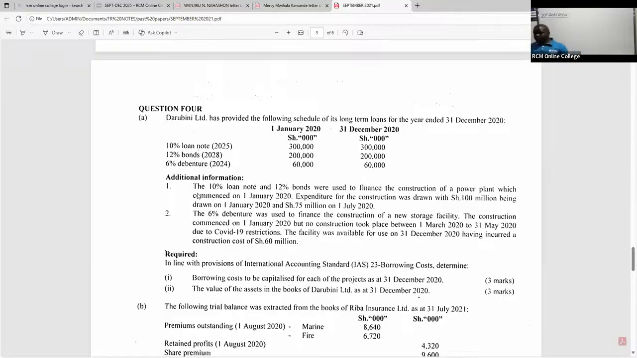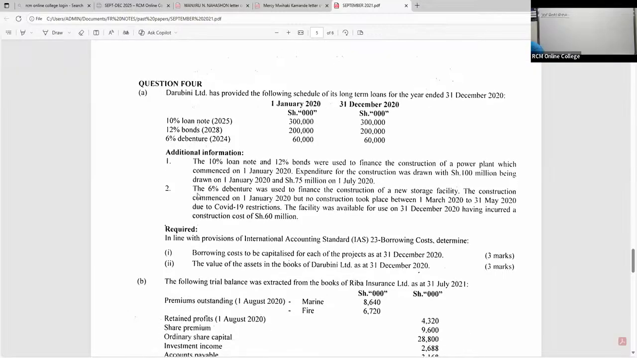60 million. Then, in line with the provisions of International Accounting Standard number 23, Borrowing Costs, determine the borrowing cost to be capitalized on each of the projects as at 31st of December 2020, and the value of the assets in the books of accounts by the end of December 2020. So, of course, in this case, there are 2 projects they have to undertake. There's one for the power plant, and there's another one for a storage facility.